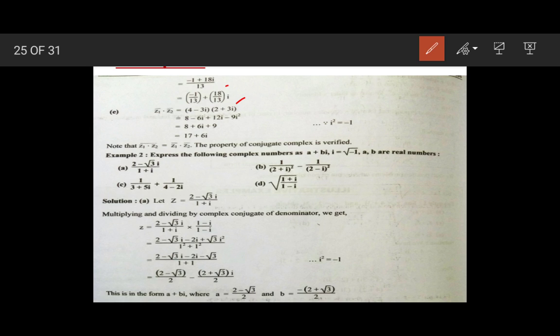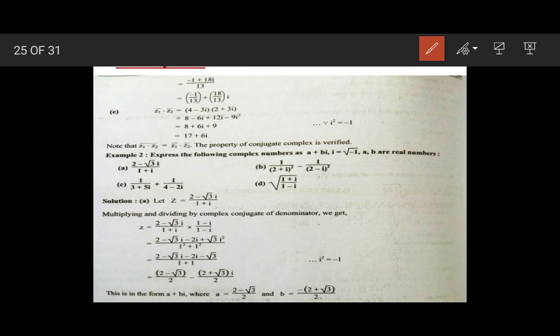Now the next one is z1 bar into z2 bar. z1 bar means the conjugate of z1, so 4 minus 3i, into the conjugate of z2, which means 2 plus 3i. So we'll do the multiplication. We'll take 4 and multiply with 2 plus 3i, then we'll take minus 3i and multiply with 2 plus 3i. So this will result in 17 plus 6i. Okay, so this is example 1.